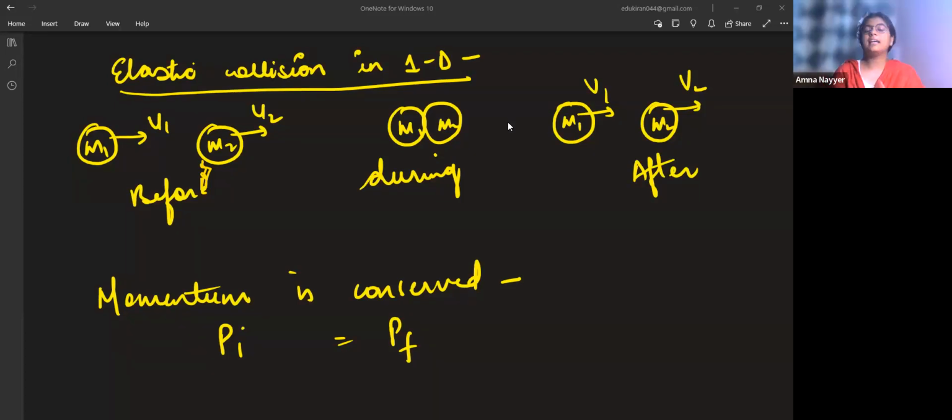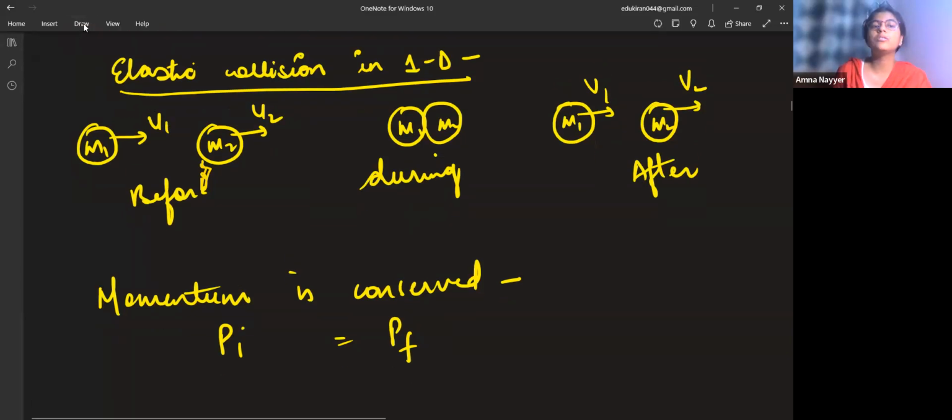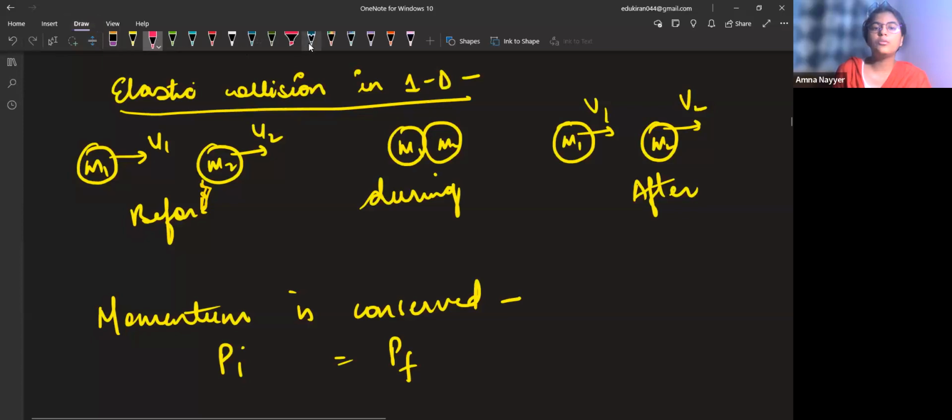Okay, so in elastic collision, one thing we have studied was that momentum is conserved. So see, how do we write the formula of momentum? Okay, Wi-Fi was stuck. Momentum's formula is mass into velocity. So what is this?